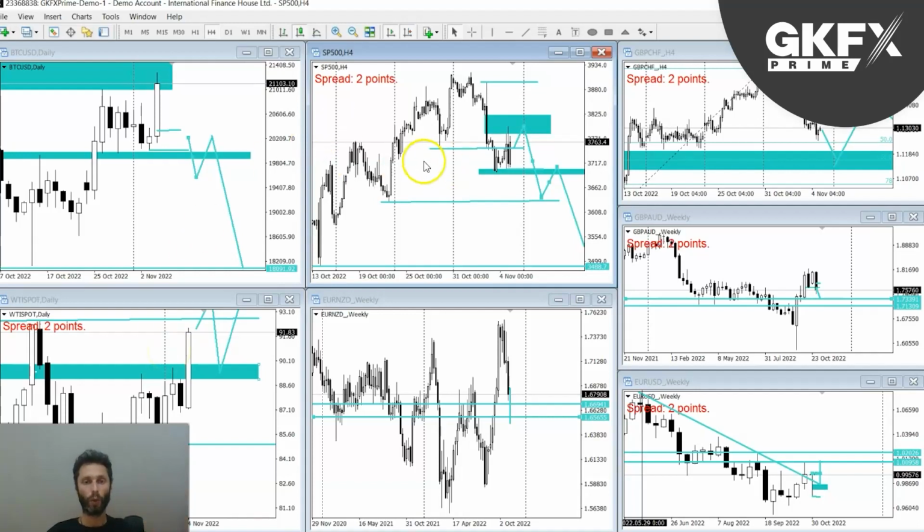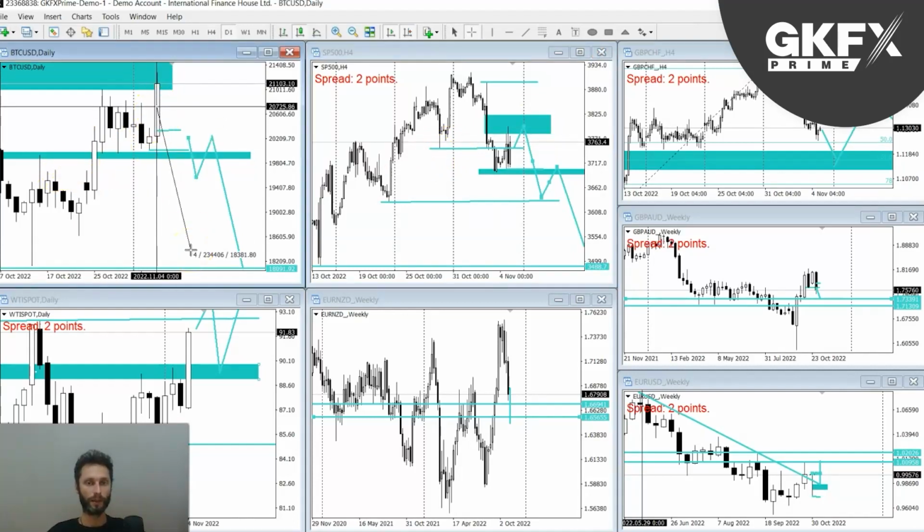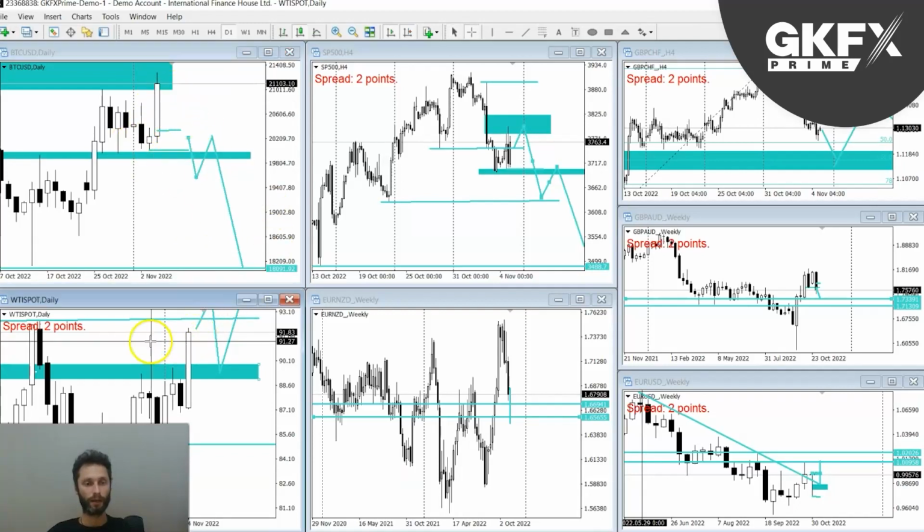Let's see where, first of all, the dollar takes us. If dollar is weak, then typically we will see higher prices on the S&P index, higher prices on Bitcoin, and then again higher prices on oil.